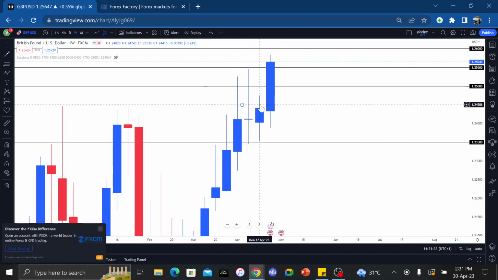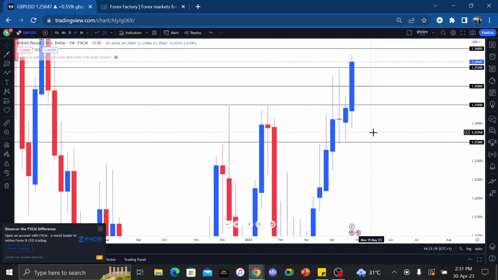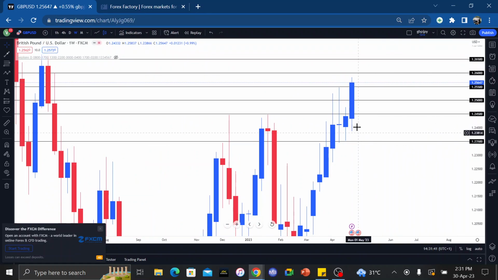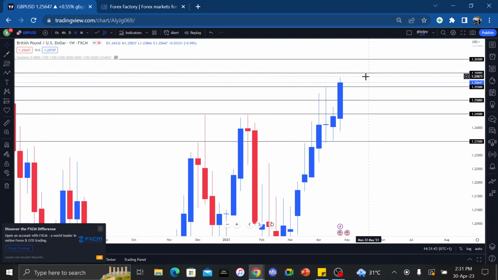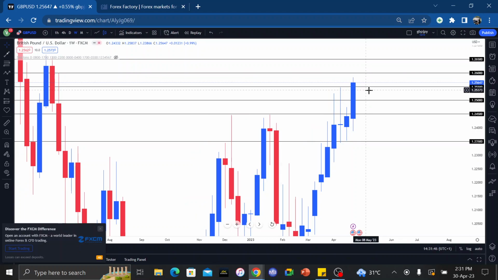So since a weekly candle closed above this psychological level, it's a great confirmation for us that we can still see price going to the upside, at least for a short while, or for the long term. So going over to the daily time frame.